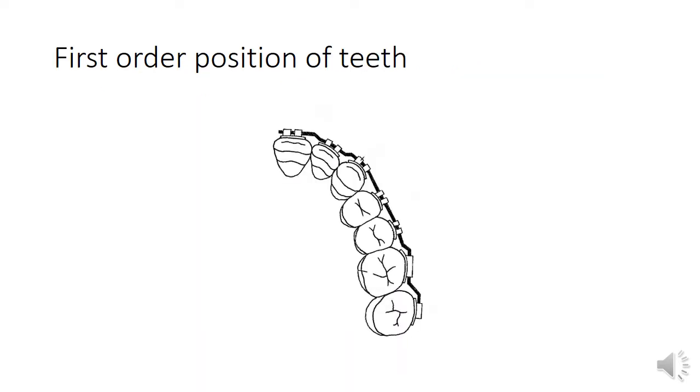First, let's see what the first, second, and third order position of teeth are. When the teeth are viewed from the occlusal side, the buccolingual position of teeth is called the first order position. In traditional orthodontic brackets, these bends on the arch wire were meant to make the correct first order position of teeth. In contemporary straight wire brackets, the thickness of the base of the brackets and tubes compensates for these bends.